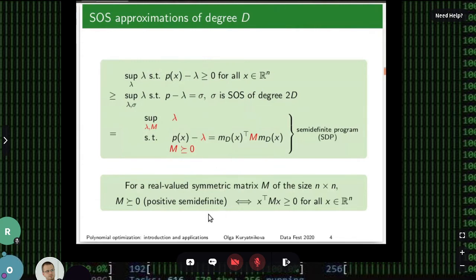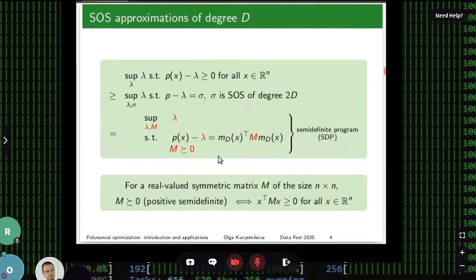As you can see, a positive semi-definite matrix is a matrix for which its quadratic form is always non-negative. So here we can observe that there is a quadratic form of M with a certain vector. Basically this constraint is equivalent to saying that P of x minus lambda is equal to something non-negative. So from this, we can already see that whatever we obtain is, again, some valid lower bound.